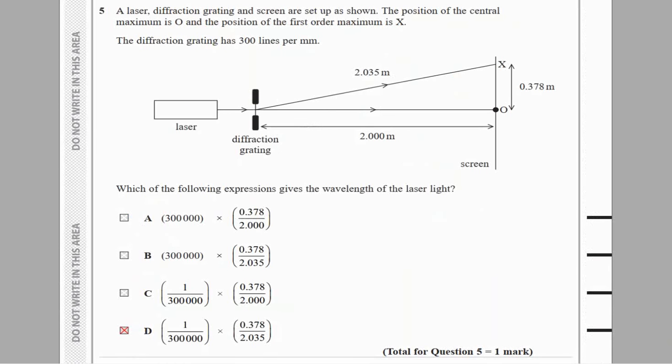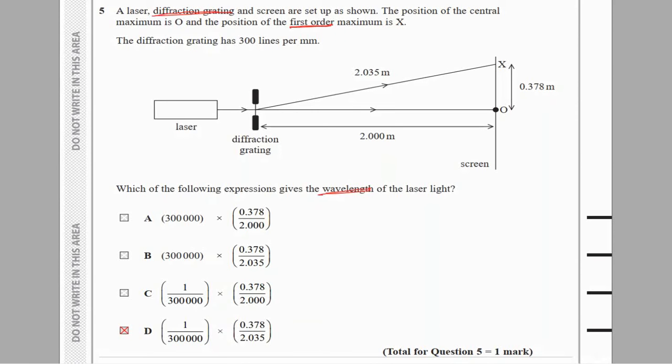Question 5 says, a laser, diffraction grating and screen set up as shown. The position of the central maximum is O and position of the first order maximum is X. So please focus on first order. So whenever you get a question associated with diffraction grating, always remember the equation is d sine theta equals n lambda. Which of the following expressions gives the wavelength of the laser light?